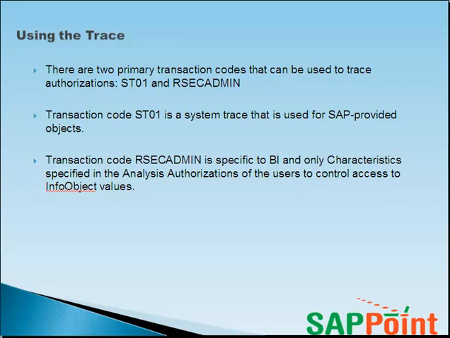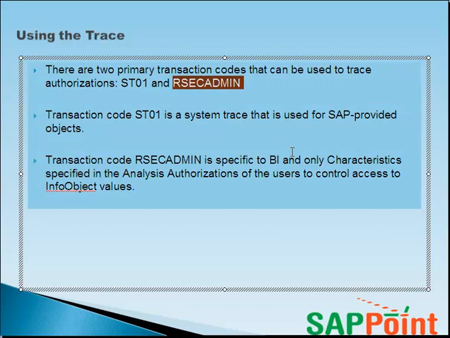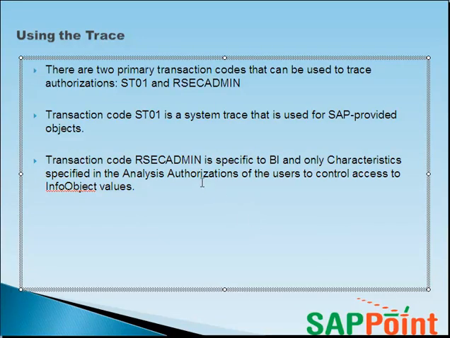But in BW, for troubleshooting the reporting authorization errors, we used to use the transaction RSSM or RSSM trace. That has been replaced in BI with the transaction RSecAdmin. So the transaction code RSecAdmin is specific to BI, and only the characteristics that are specified as authorization relevant and used in the analysis authorizations of the users to control access to info object values are traced.